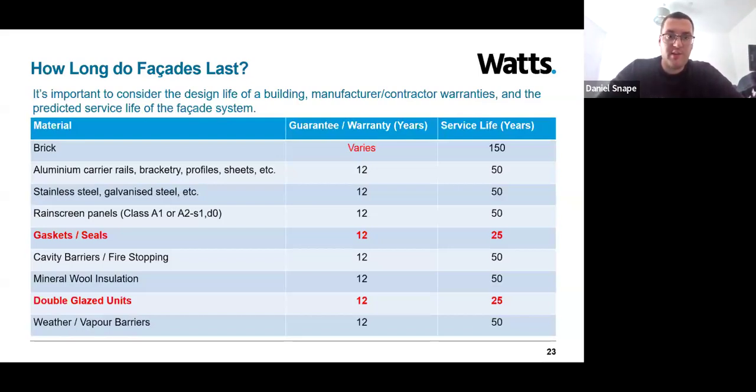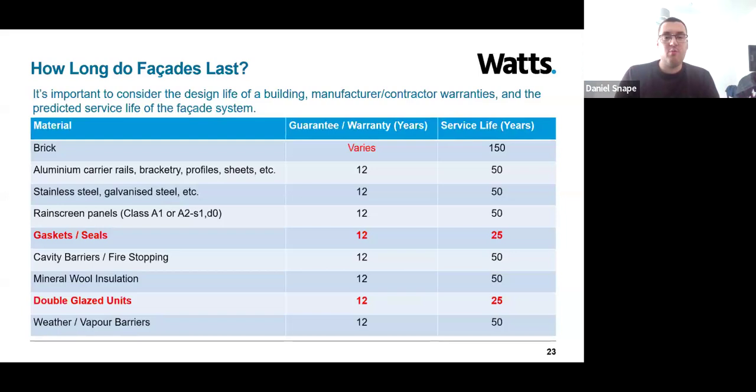It's also quite important to consider manufacturing and contractor warranties with these facade systems, as some repairs or maintenance may be covered by a guarantee. But looking at this table here, what I've tried to do is not necessarily just highlight the whole system itself and how long it lasts, but the individual materials that form those systems. So starting with brick, brick typically has a service life of about 150 years. Now that varies depending on the type of brick that's used. In practice, brick can last centuries, but everything has a service life.